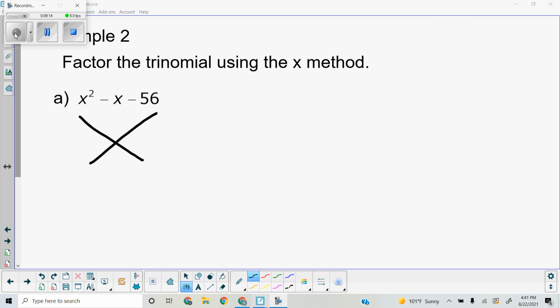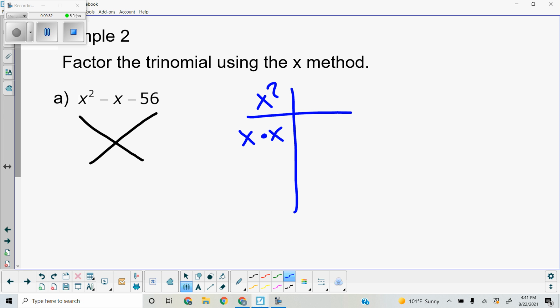Example 2, factor the trinomial using the x method. So I've already drawn my x. So my factors for x squared, I'm going to list them. Well, x times x, and that's it. Now for our second term, make sure to include that negative. So negative 56. That tells me I need a positive and a negative number. So one possibility is negative 7 times positive 8. So I'm going to put those in, and then we multiply diagonally.